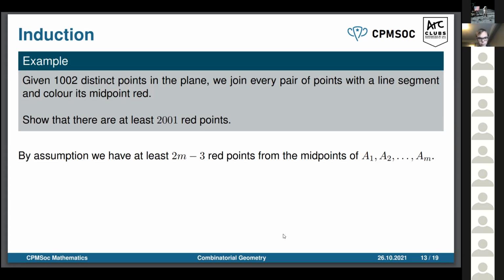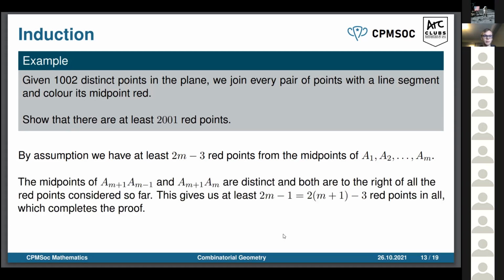So if we move on with this proof, we've ordered these points in order of x coordinate. And we know that there are 2m minus 3 midpoints because, for example, the first m points have 2m minus 3 distinct midpoints. And you can think about the furthest point to the right, with the highest x coordinate, as your new m plus 1th point.